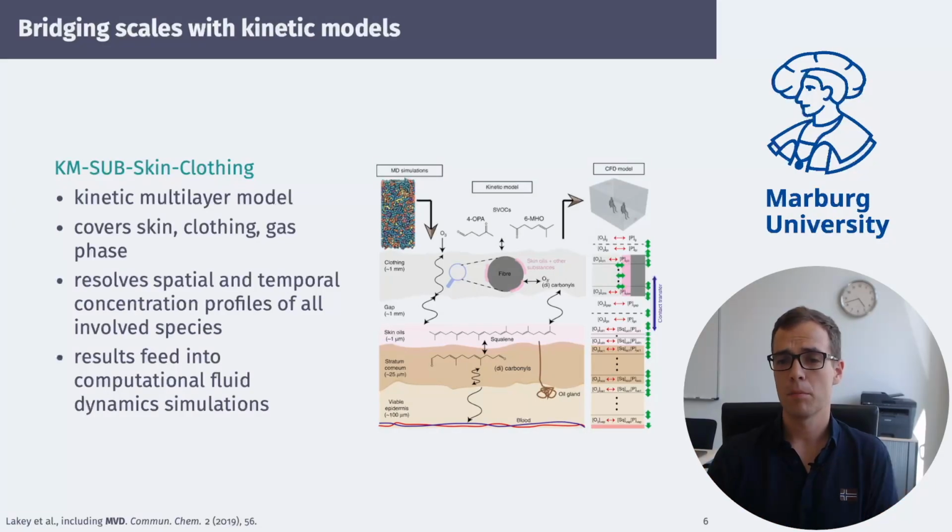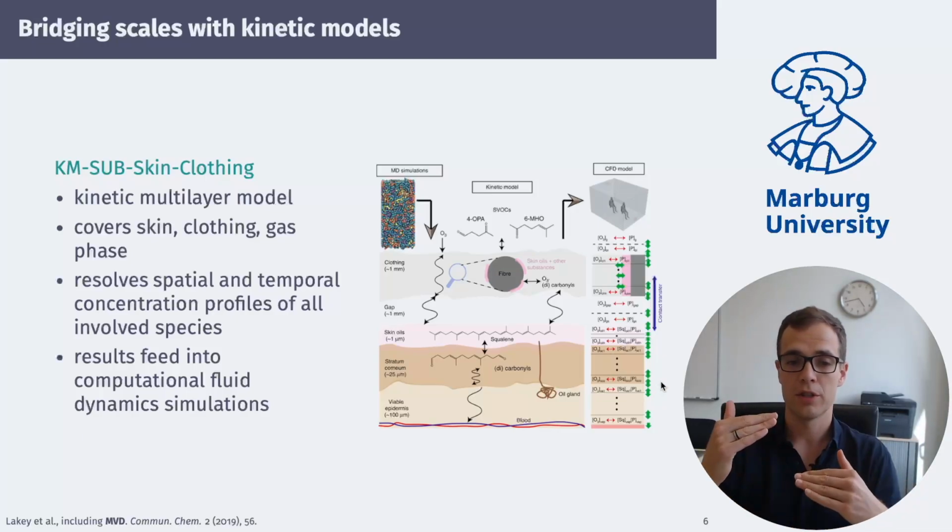Here's an example of a typical workflow within MOCI. So what you see here is a sketch of a kinetic model called KM-SUB skin clothing, or the kinetic multilayer model of surface and bulk chemistry of skin and clothing. So it's a kinetic multilayer model. What they do, that's the group of Manabu Shiraiwa at UC Irvine, is divide the skin oils and the various skin layers that are in our skin into tiny little layers, and then they describe reactions within those layers, partitioning between layers, and transport across layers.